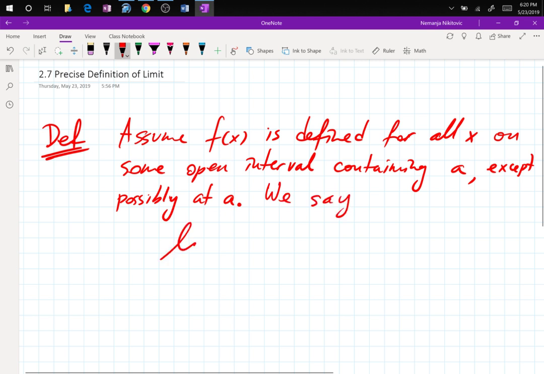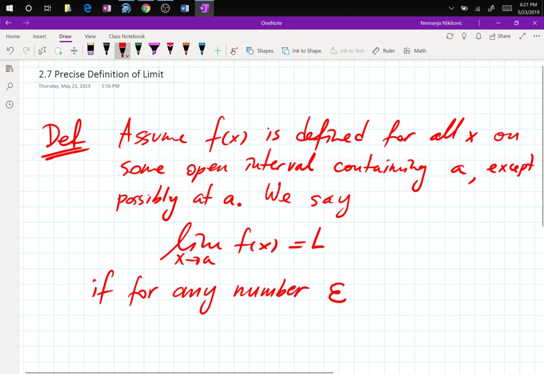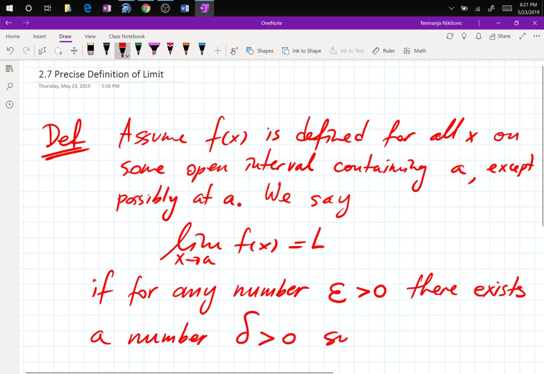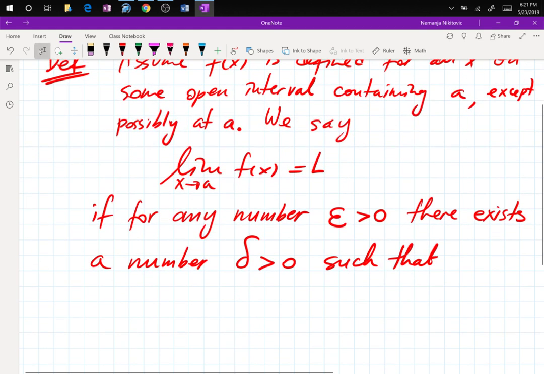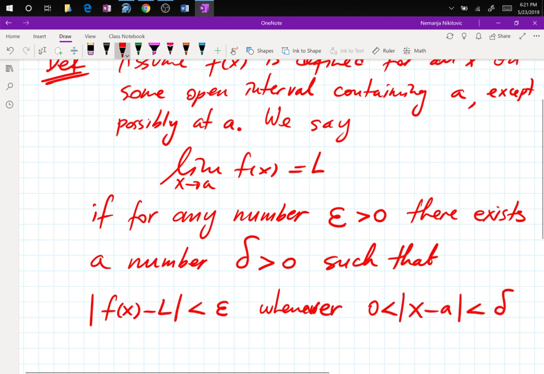we say the limit as x approaches a of f of x is equal to L if for any number epsilon larger than 0 there exists a number delta larger than 0 such that the absolute value of f of x minus L is less than epsilon whenever 0 is less than the absolute value of x minus a, which is less than delta.